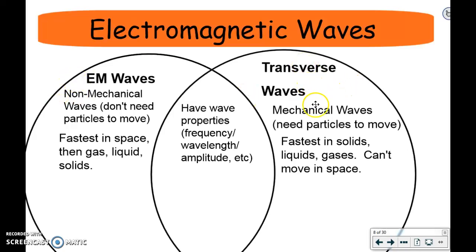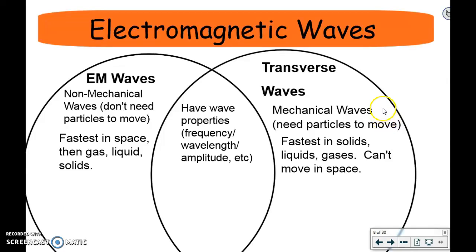Whereas transverse waves, the ones we've been focusing on, are called mechanical waves. If there's no one there to move, then you don't have a wave. Think of it as if you're in the stadium and people are doing the wave, you need people there to actually do the wave. You can't have an ocean wave if there's no ocean. So EM waves are considered non-mechanical waves, and the transverse waves, the ones we've been focusing on, are mechanical waves. You physically need particles to move.